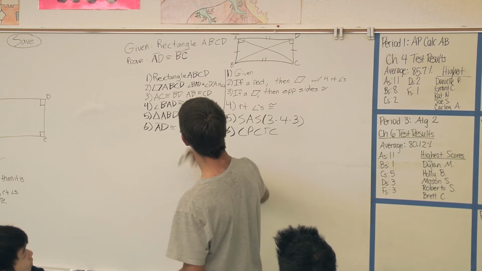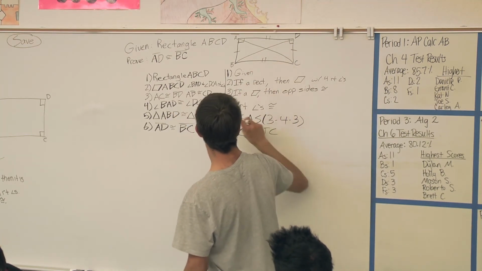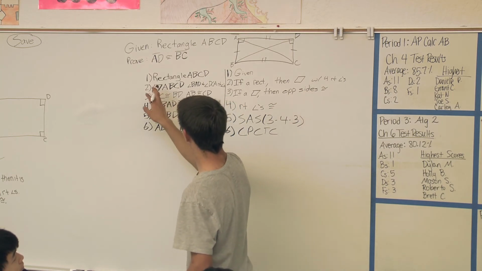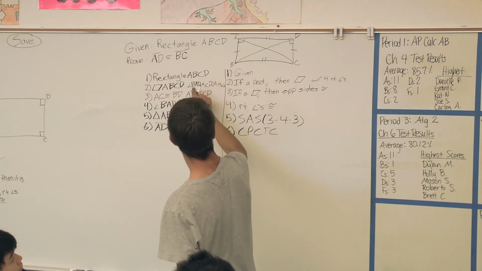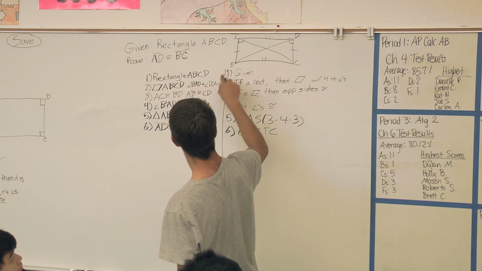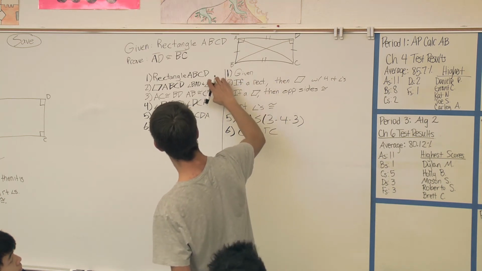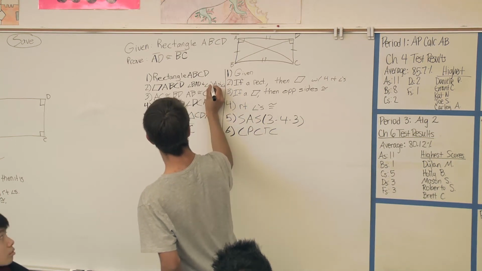Yeah, so here's rectangle ABCD. And if you have a rectangle, then you have a parallelogram with 4 right angles. So you have parallelogram ABCD and angle BAD and CDA, because you did your letter change on us. Yeah. BAD and CDA are right angles.